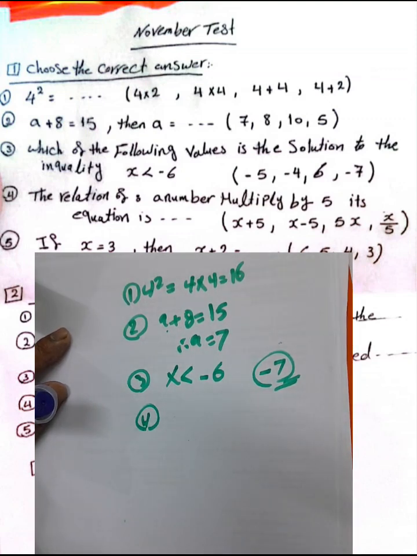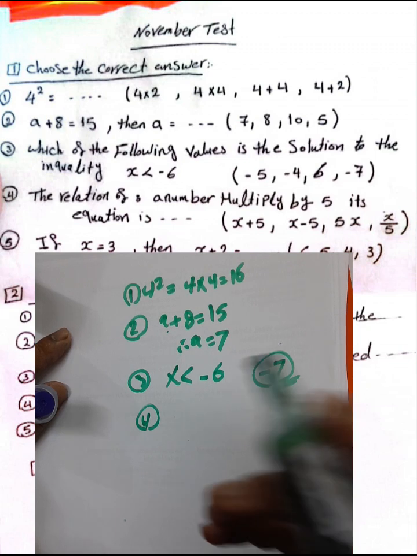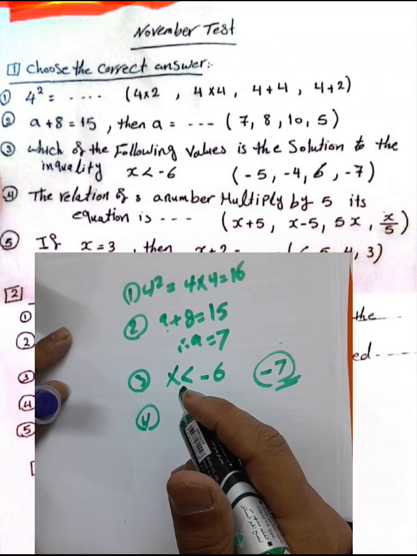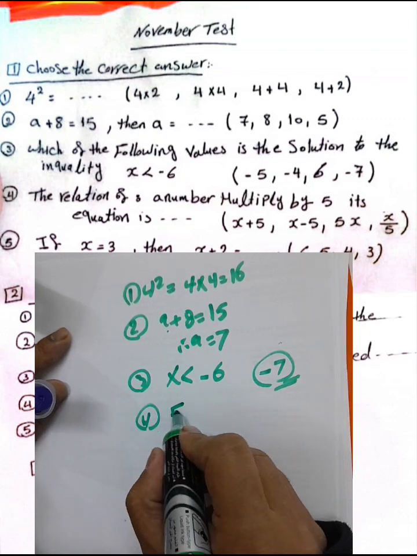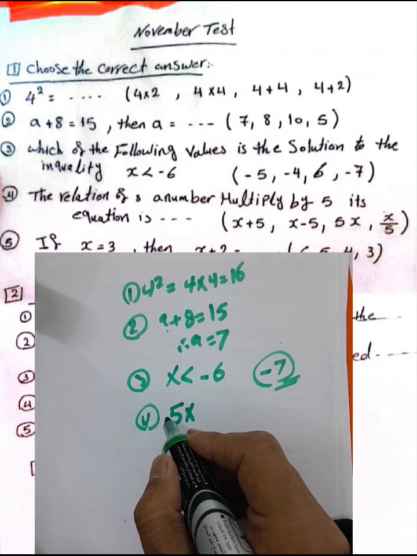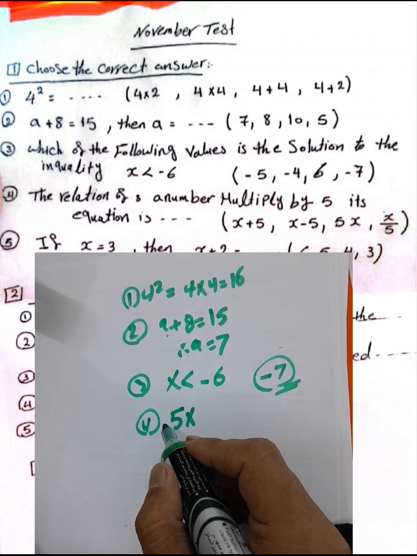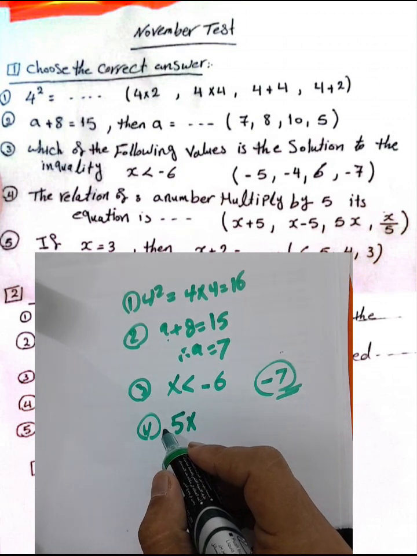Question 4, the relation of a number multiplied by 5, what is it in the equation? This number multiplied by 5, it will be 5x. Okay, the relation of a number multiplying by 5, its term will be 5x.